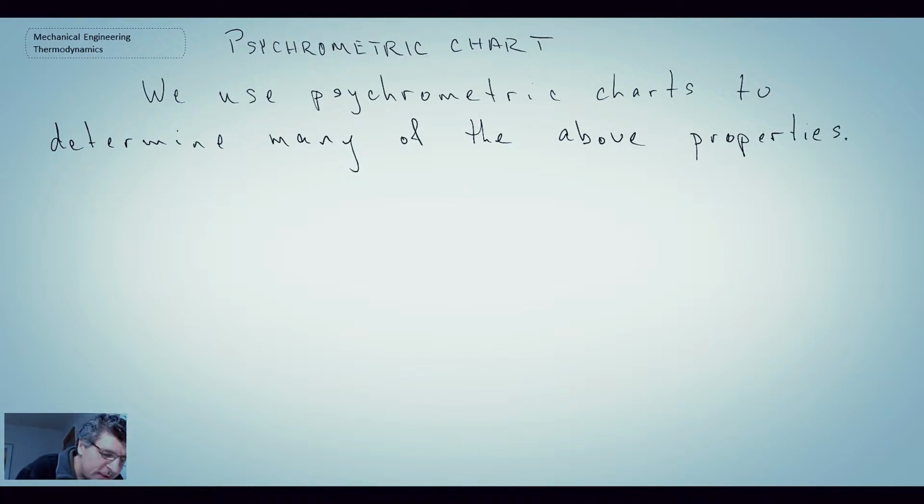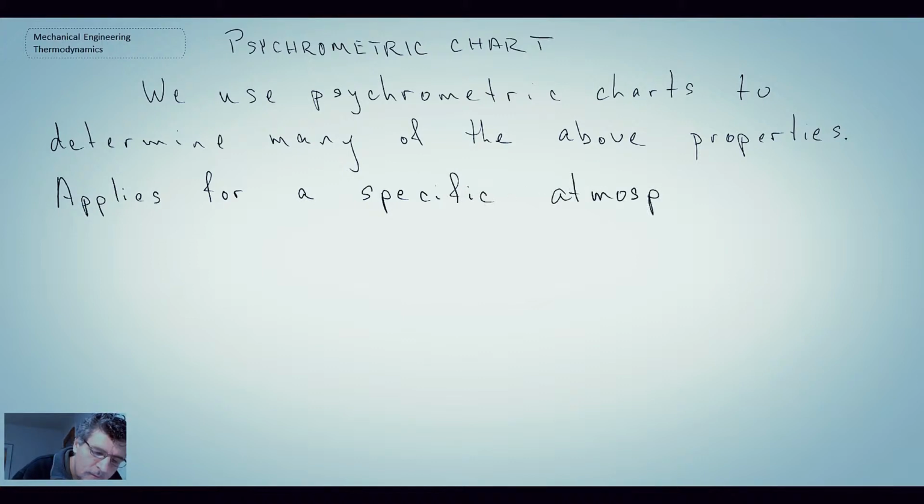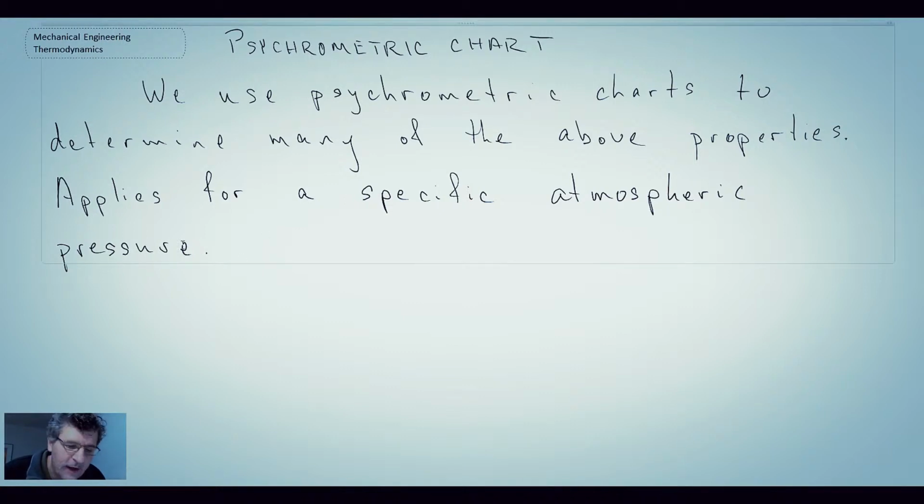Now, one thing I should make a note of is this psychrometric chart only applies for specific pressures. So that's an atmospheric pressure. Typically the ones that you'll find in a textbook will be for 1 atmosphere. But if you live at a higher elevation, for example, then you would need to have one that is specific for your particular elevation. So that is the psychrometric chart.